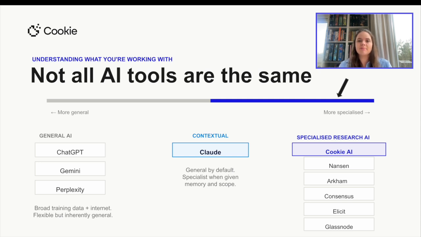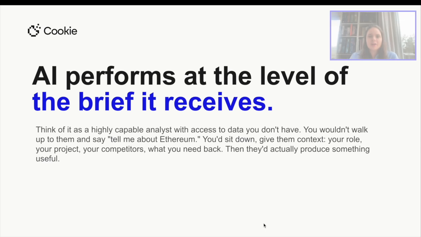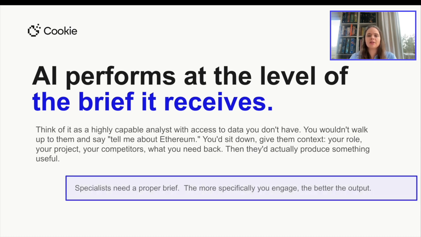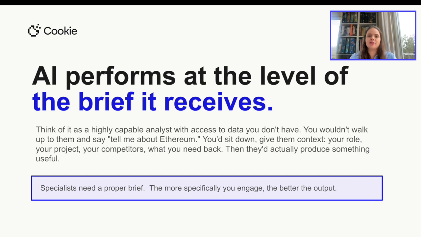And here's what that means for how you use them. Specialists need a proper brief. The more specifically you engage, the better the work they produce. Think of it this way. Imagine you've just brought on a highly capable analyst, someone who knows the crypto space inside out, has access to data you don't, and can move fast. You wouldn't walk up to them and say, "Tell me about Ethereum." You'd sit down, give them context: your role, the project you're working on, what you're trying to figure out, what format you need back. Then they'd actually produce something useful.